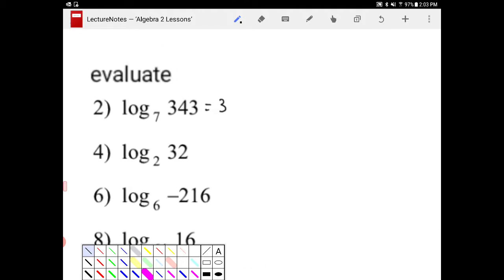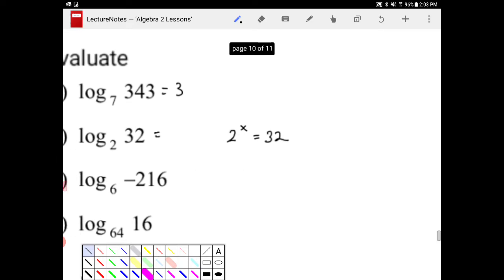Let's take a look at the next one here. Log base 2 of 32. What will that evaluate to? Well, if I call that question mark x, this is really 2 to the x is equal to 32. So this seems super familiar, doesn't it? 32 is the same thing as 2 times 16. And I know that 16 is 2 to the 4th, so 32 is 2 to the 5th. So therefore, x must equal 5.